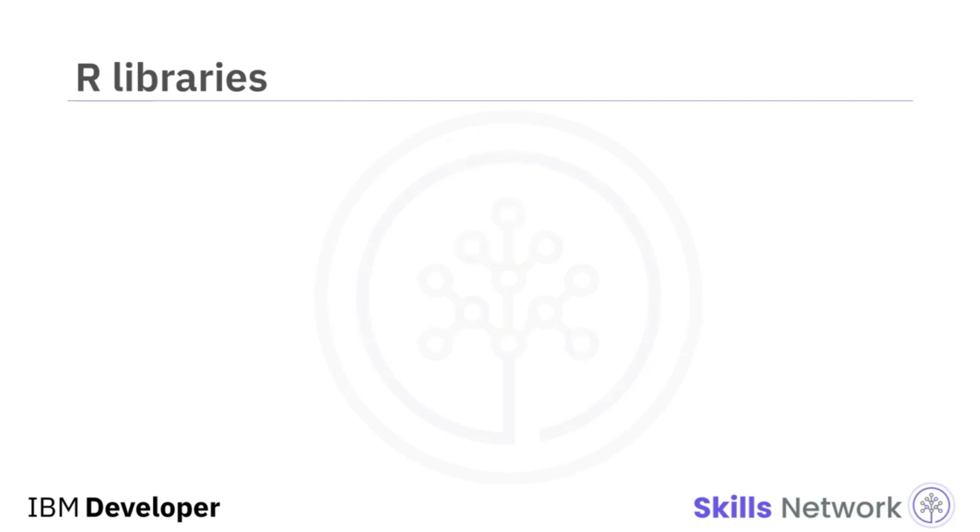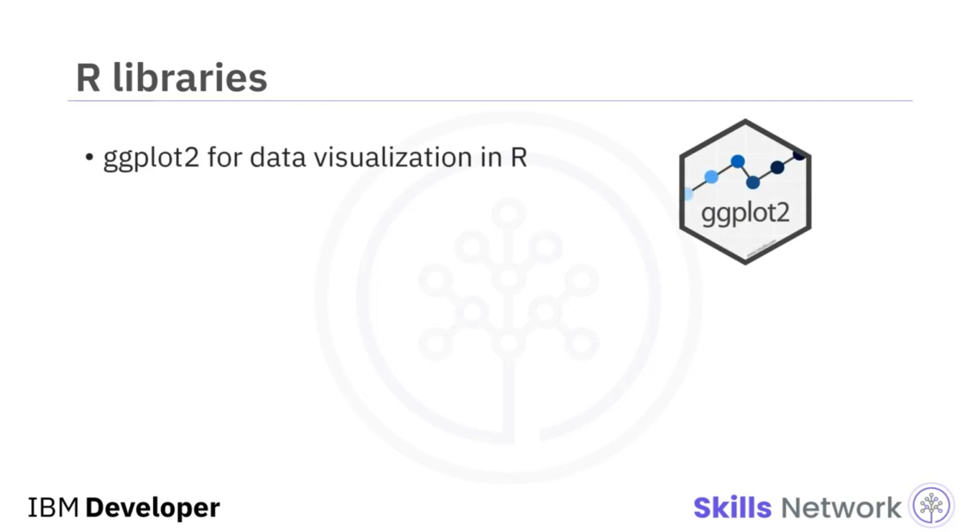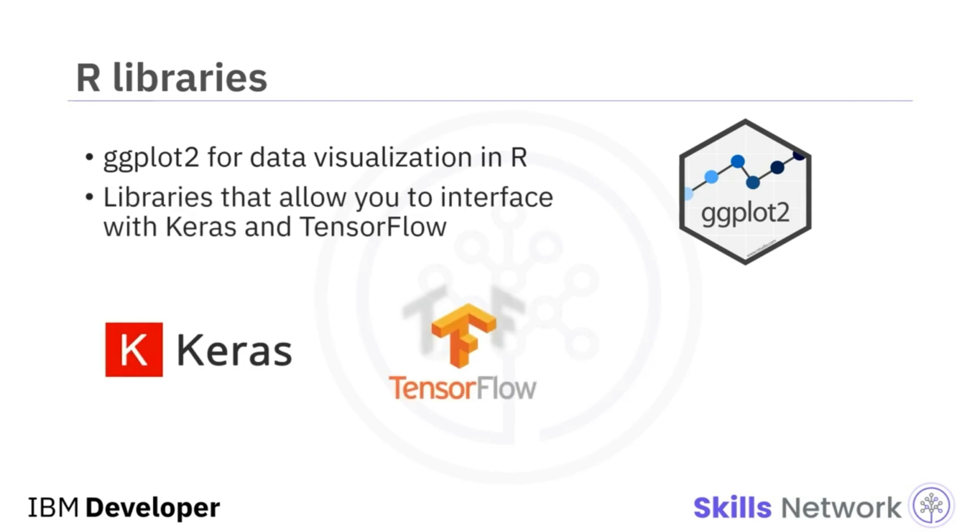R has built-in functionality for machine learning and data visualization, but there are also complementary libraries. ggplot2 is a popular library for data visualization in R. You can also use libraries that allow you to interface with Keras and TensorFlow. And R was a de facto standard for open-source data science, but now Python will supersede it.